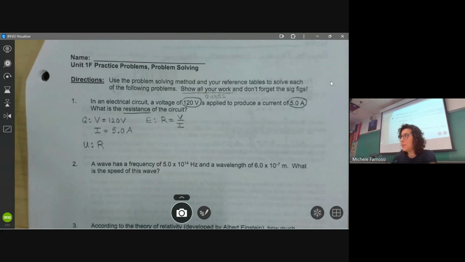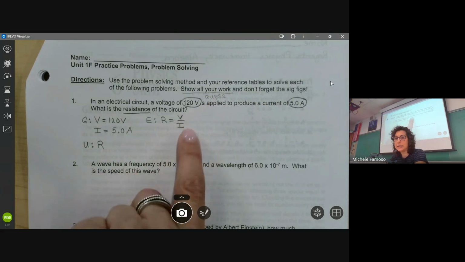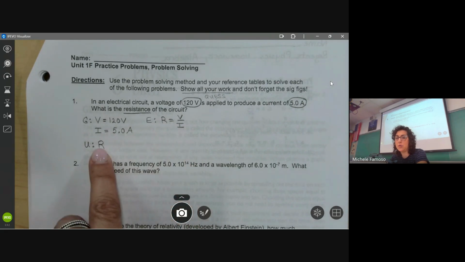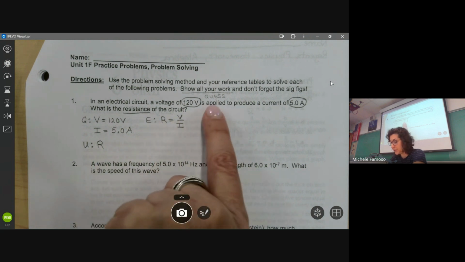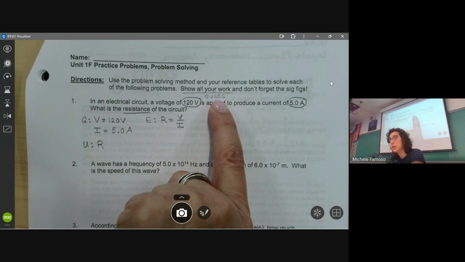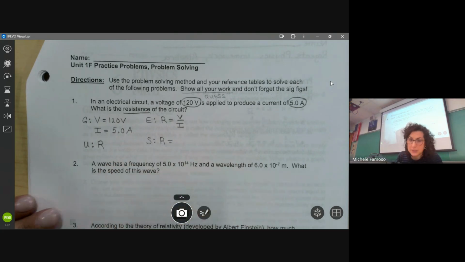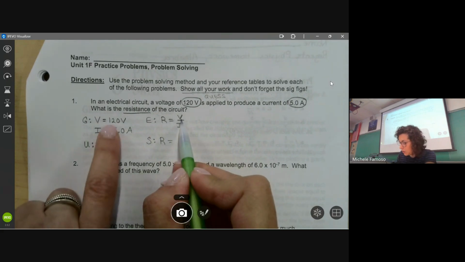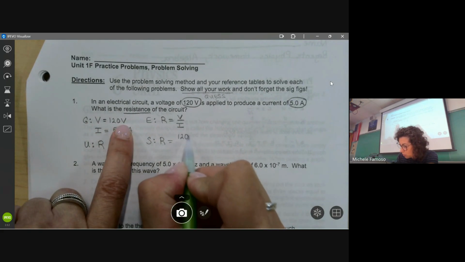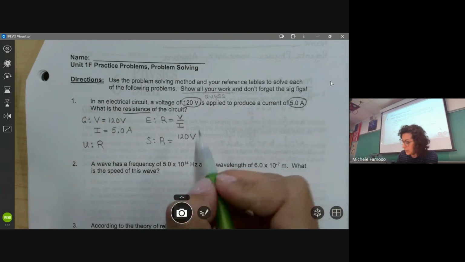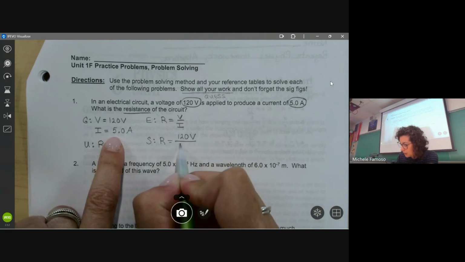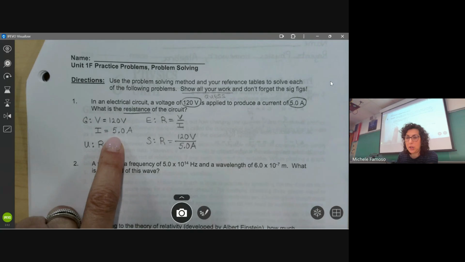The next step is to see, it's not part of the word GUESS, is this solved for the unknown letter? Is the equation written for the unknown letter? It is. It's already solved for R, so we can go right to the first S, which stands for substitute in your given measurements. Let me show you how we do that. We keep the R, because that's what we're looking for. Instead of V, we put the entire measurement with the unit, 120 V's. Instead of the I, we put its measurement with the unit, 5.0 capital A.